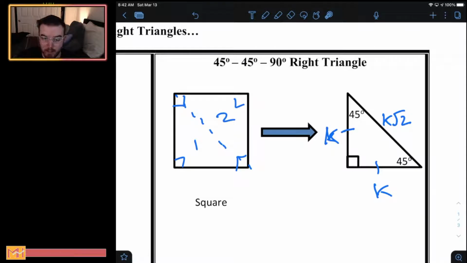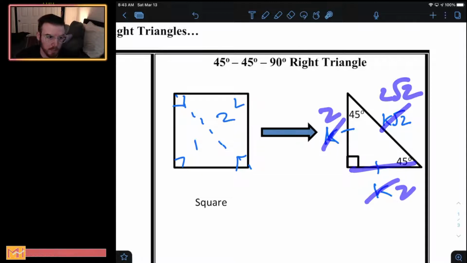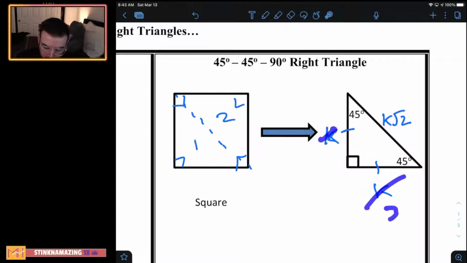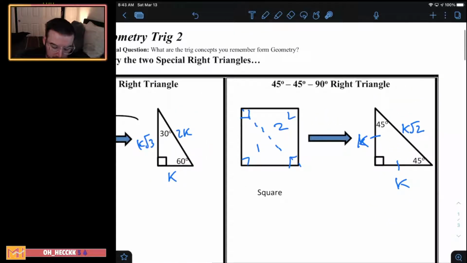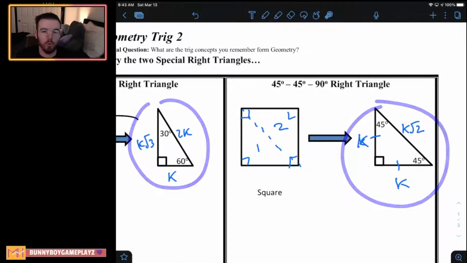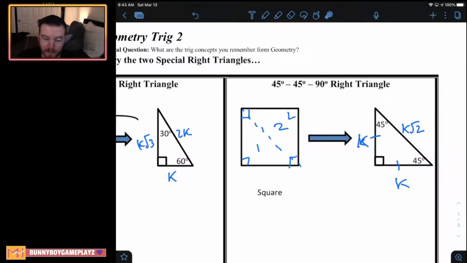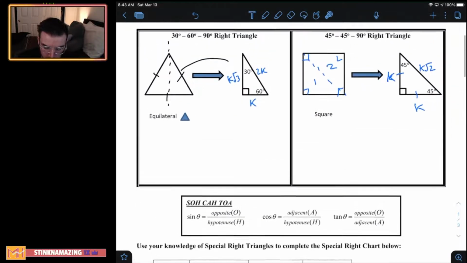Again, let's just play around with some numbers. Let's say the sides are 2. Well, then this becomes 2 root 2. Let's say the sides are 3. Well, then this becomes 3 root 2. Let's say the sides are 4. Well, this becomes 4 root 2. So you just gotta have these, what I like to call generic triangles, and then fill in the blanks as we look at these problems.